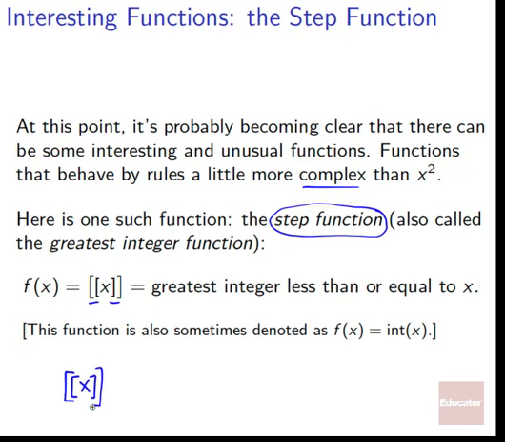The greatest integer less than or equal to x. What does that mean? So greatest integer less than or equal to x, let's try it out. So what would happen if we put in 3? Well, the greatest integer that's less than or equal to 3 is 3, right? Because 3 is an integer, and there are other integers out there like 2, but 2 is not the greatest possible integer that's less than or equal to x, right? Since there's negative 1, 0, 1, 2, 3, 3 is the greatest one that is less than or equal to 3.